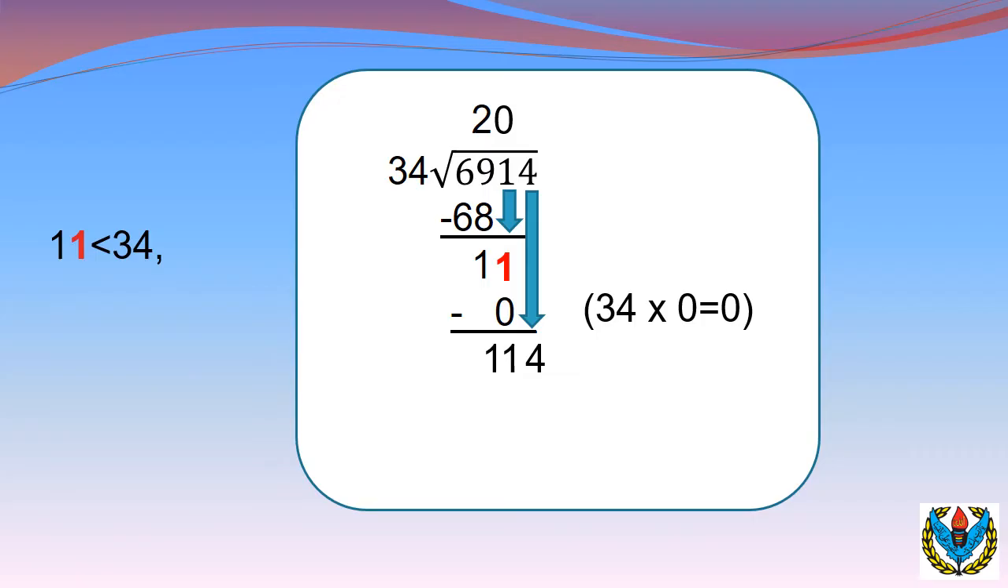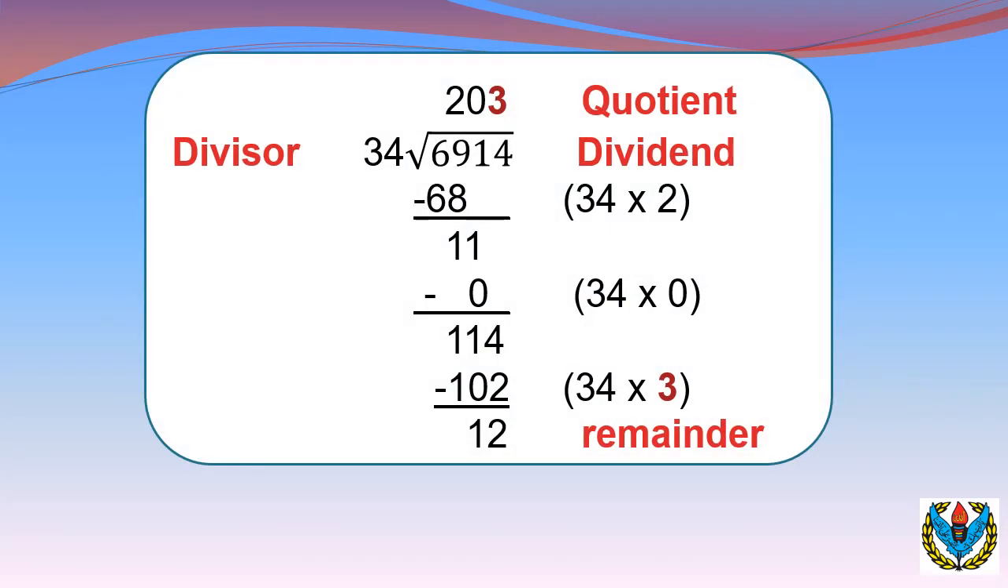Now we will read the table of 3 up to 11, and 3 3 times is 9, which is nearest to 11, so we will multiply 34 by 3, and 34 3s are 102. We will place 3 above the division sign and we will write 102 below. Now by subtracting them, we will get 12 as a remainder. Now by combining all these steps, we can write them like this.